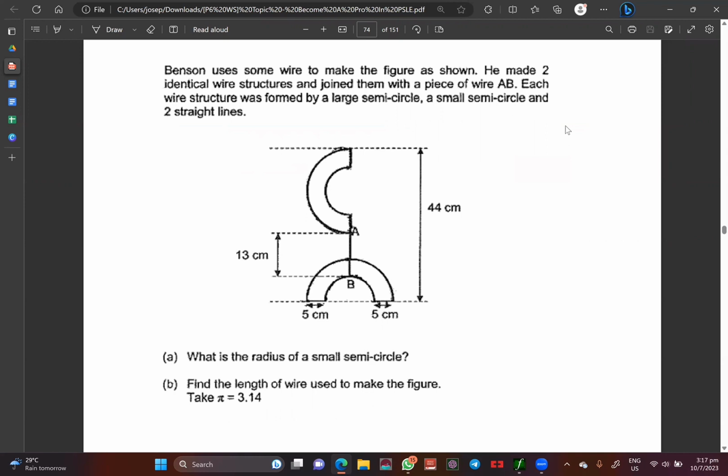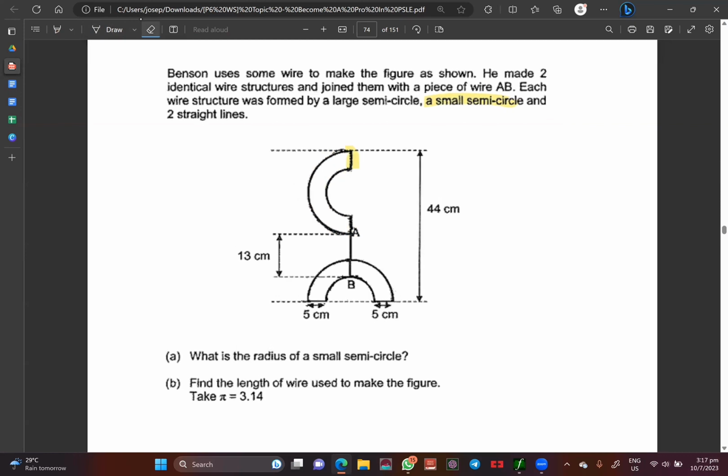And join them with a piece of wire AB. So where exactly is AB? AB is basically whatever that is over here. Can you see that? Now they say that each wire structure was formed by a large semicircle and a small semicircle in two lines. So you must know what they are talking about. The large semicircle is this one over here. Let me just highlight it for you. The large semicircle and then a small semicircle, and then after that the lines over here. So that is what they are trying to say.